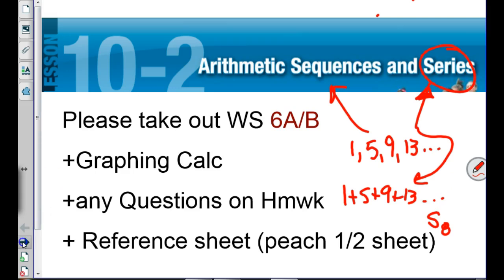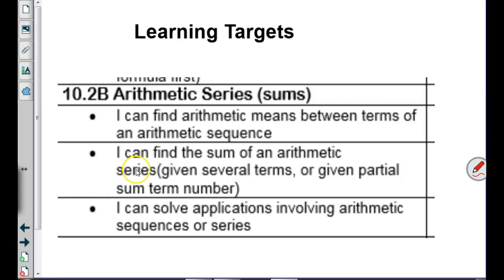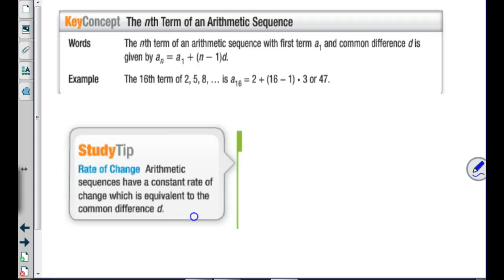And it looks to me like the notes are just a lot of examples using these formulas. We need to know this vocabulary. Arithmetic means between terms of an arithmetic sequence. That's all it means, missing terms of an arithmetic sequence. I can find the sum of an arithmetic sequence, and they're going to give us different things. And then it says application problems. So does this look familiar to everybody?